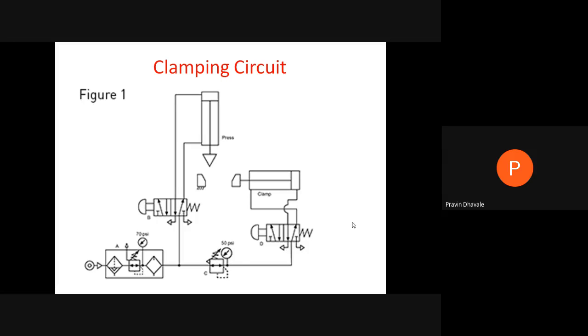Hello. Which is the type of direction control valve? 5/2.